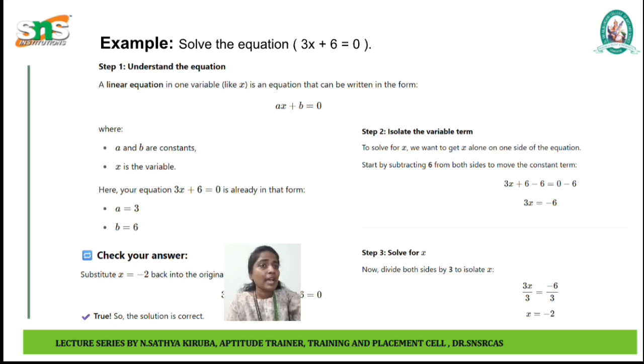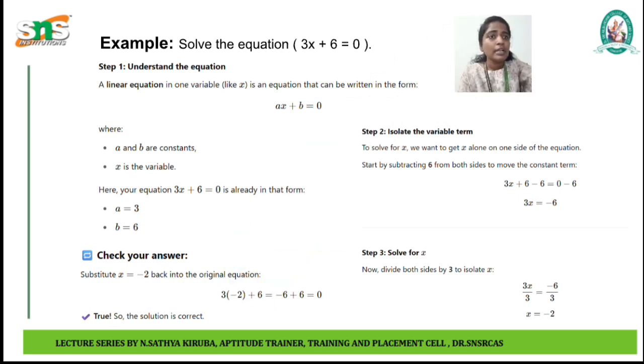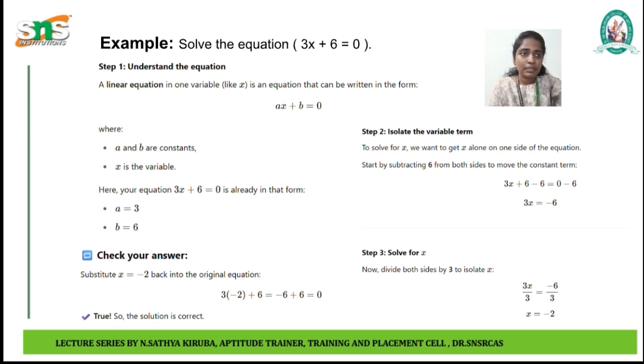Now, suppose I have an equation 3x plus 6 is equal to 0. What should you understand from this? 3 is the coefficient, x is the variable, 6 is the constant. Now, how can you solve this problem? First, you understand the equation. It will always have the form ax plus b, where a and b are constants and x is a variable.